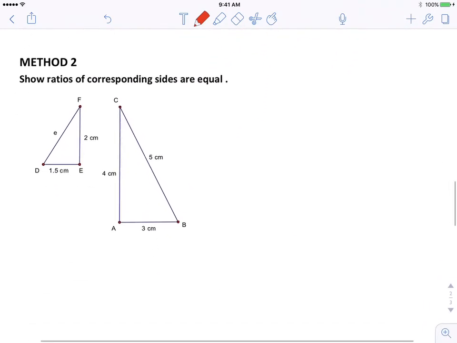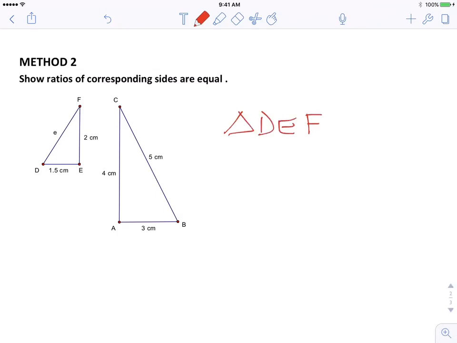Show ratios of corresponding sides are equal. In this case, we're going to actually name the triangles first. So let's call the first one triangle DEF. And then we're going to say triangle, actually, you know what? We don't even have to do that. Let's take a step back for a second. Let's just name the side lengths.